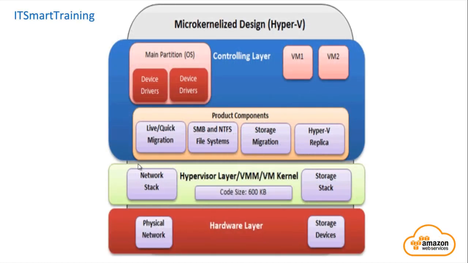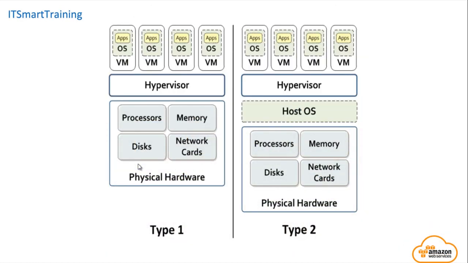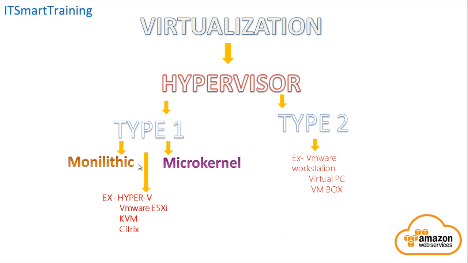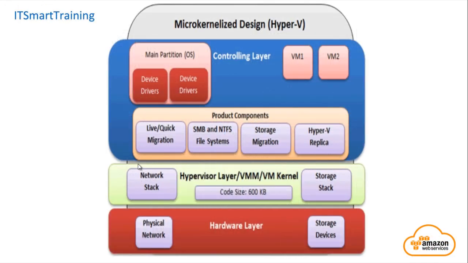Previously we told that type 1 virtualization technology has two types: monolithic and microkernel. In that scenario, first we describe the microkernelized design. Hyper-V supports the microkernelized design. Here the hardware layer resides, and upon the hardware layer the hypervisor layer is installed. This code size may be 600 KB, not more than that.